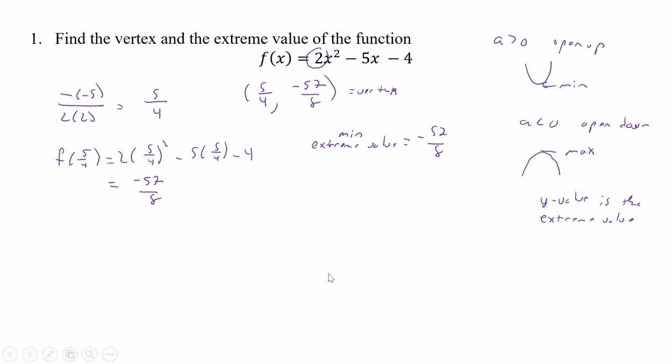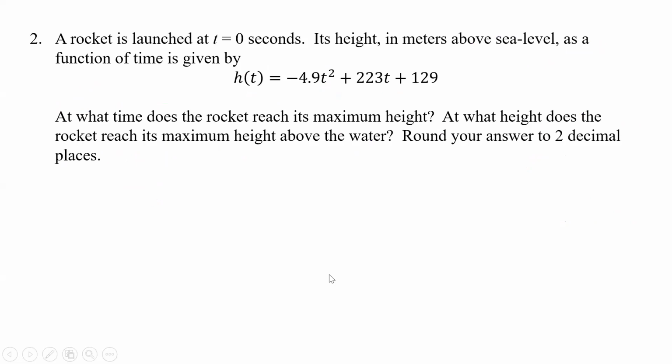All right. So moving on from there, again, there's only 3 types of problems they present in our book. We have the rocket launching, we have a cost function, and we have a revenue function. So that's the 3 we're going to look at. And with this one, we have a is less than 0, so it opens down. And because it opens down, this is going to be a max. So we're going to have a max height in this case.